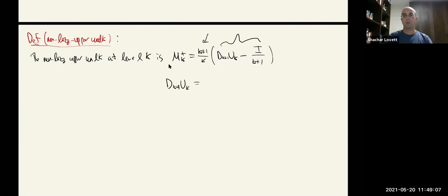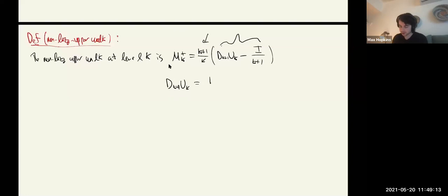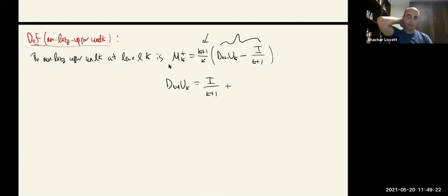So should be equal to what? Why is that 1 over k plus 1 identity? That's a later term. Wait, shouldn't that get multiplied? No, I guess it doesn't. 1 over k plus 1 identity, plus k over k plus 1.